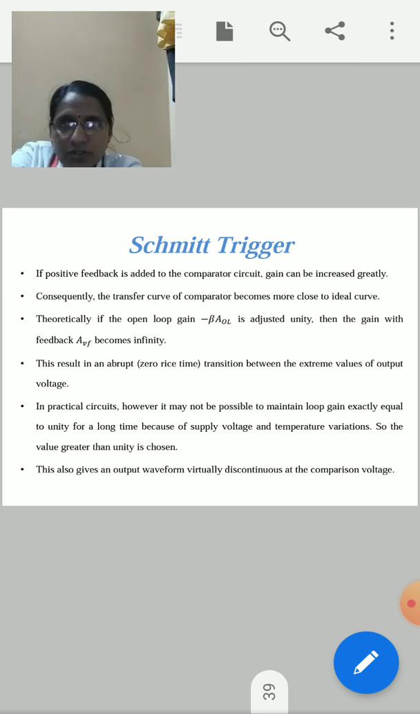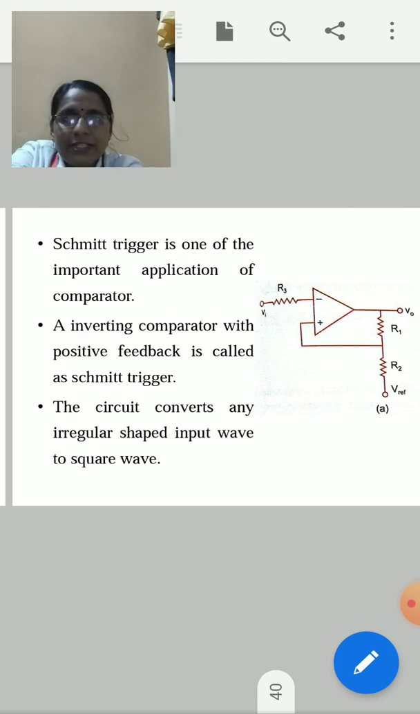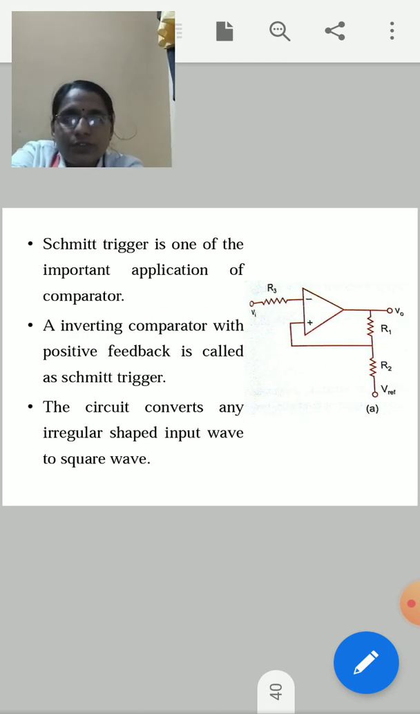In practical circuits, however, it may not be possible to maintain loop gain exactly equal to unity for a long time because of supply voltage and temperature variations. So a value greater than unity is chosen. This also gives an output waveform virtually discontinuous at the comparison voltage. So Schmitt trigger is one of the important applications of comparator.